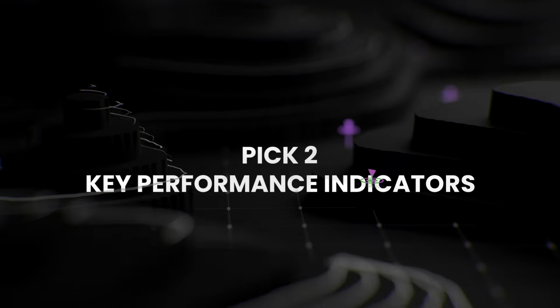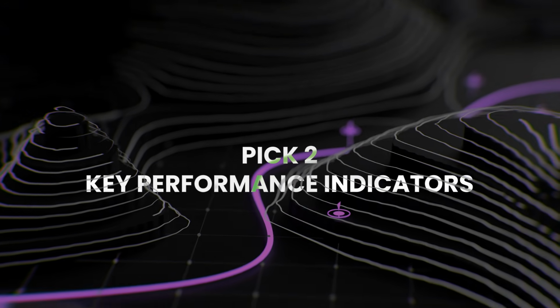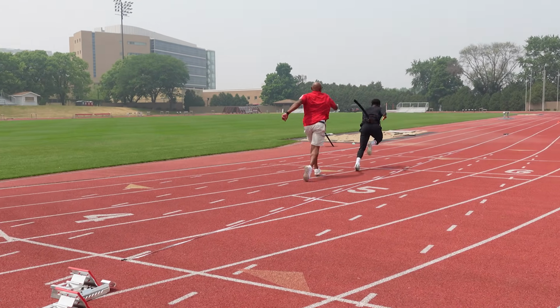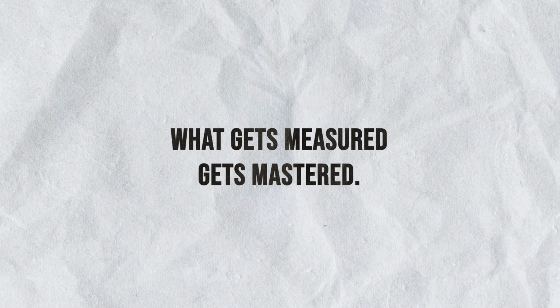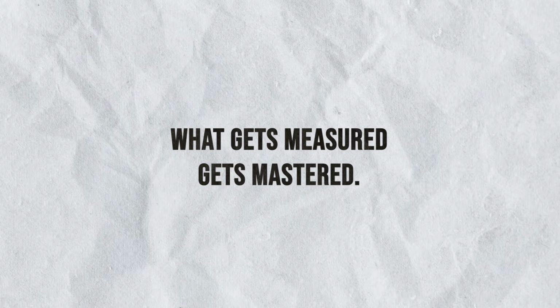Number 3, you need to pick 2 key performance indicators. If there are too many metrics, there will be no progress. So this is what you need to do. Pick your 2 biggest limiters as an athlete. For example, if block clearance and flying 10s are your 2 biggest limiters, you need to test them every 3 weeks and track them obsessively. Because what gets measured ultimately gets mastered.